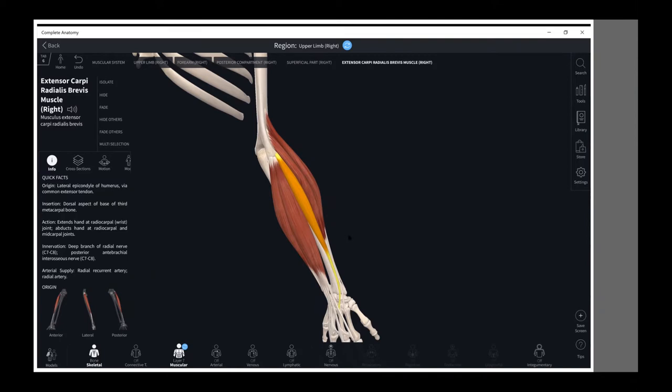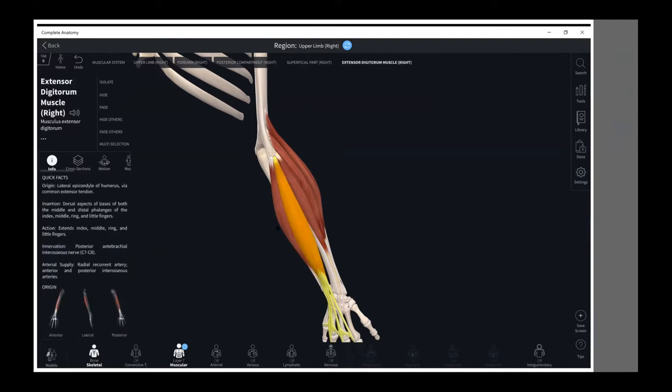It's actually, again, extending the hand at the radiocarpal joint, or the wrist, and abducting the hand at the radiocarpal and midcarpal joints. Innervation here is the deep branch of the radial nerve, C7, C8, and the posterior interosseous nerve. Move further laterally. Now we're at the extensor digitorum.